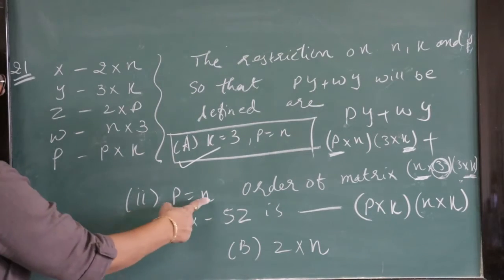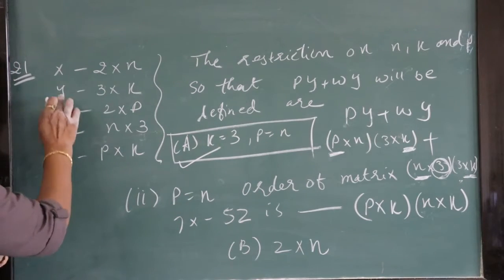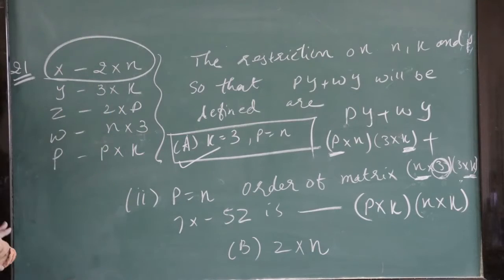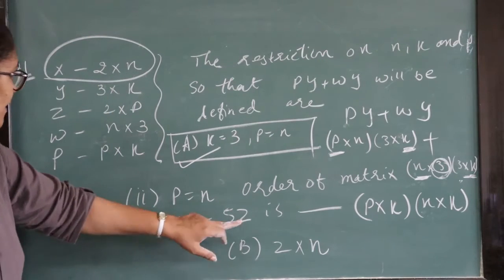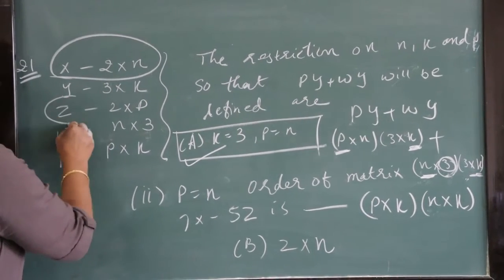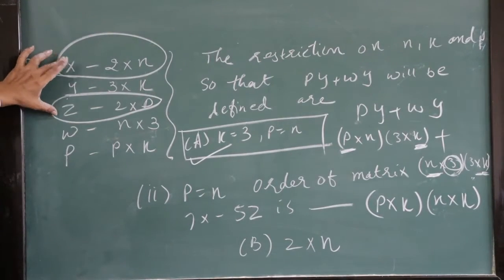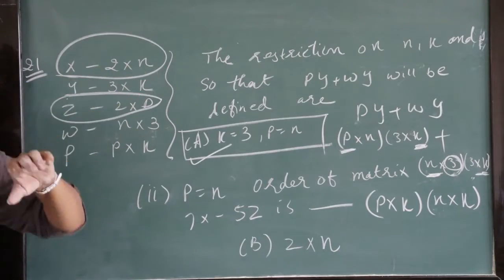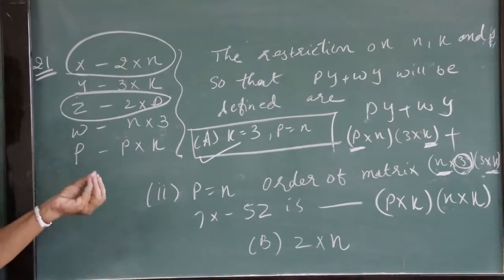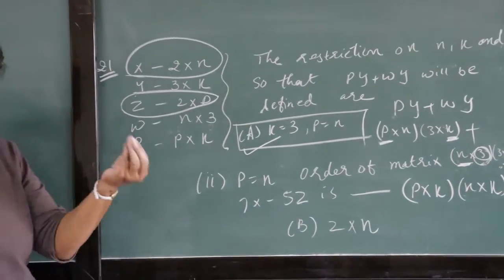Now the second question, again the same: 7X minus 5Z, where p and n are the same. X is a 2 by n matrix, Z is a 2 by p matrix, right? Now what have you been given? P and n are the same. So you can write 2 by n also, you can write 2 by p also.